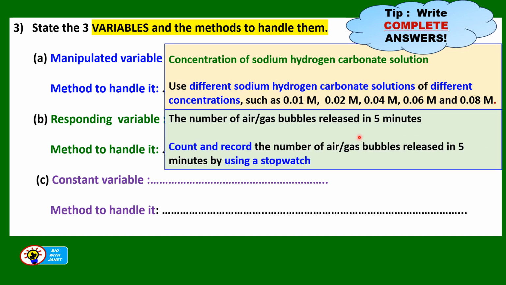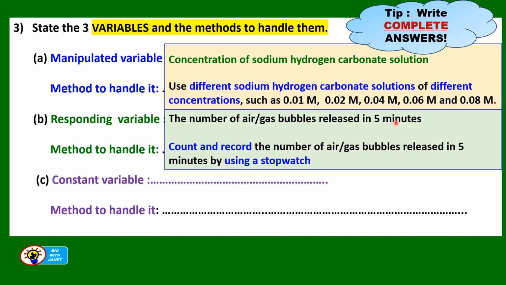Secondly, what's the responding variable? The responding variable is always the same, whether the factor you are testing is light, concentration of carbon dioxide, or temperature. Okay, it is the number of air bubbles or gas bubbles. It depends on what they write in the test paper, or they could put oxygen bubbles also. So what they write there, you copy down, right? Don't write your own type of bubble. So number of air or gas bubbles, depending on the question, released in 5 minutes, right?